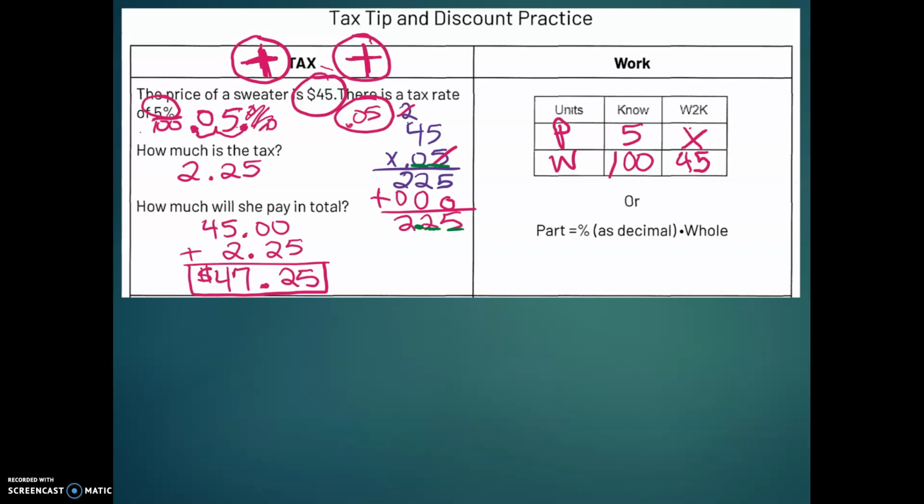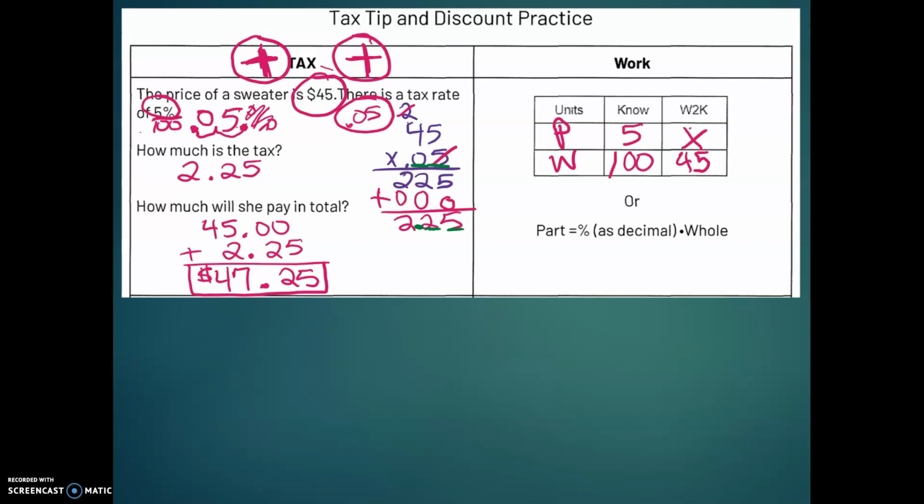Okay, hopefully you also got $47.25. If you didn't, my best guess is that you accidentally misplaced your 45 and added it to the 25 cents. So be very careful to make sure that you line up your decimals properly. And remember, $45 needs the 2 zeros at the end for the cents places also.